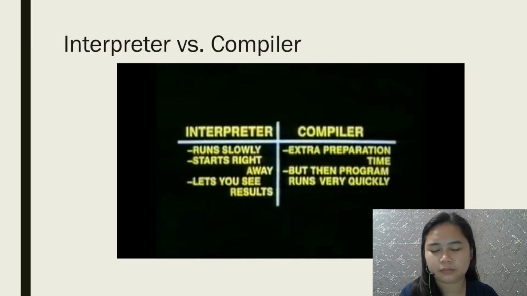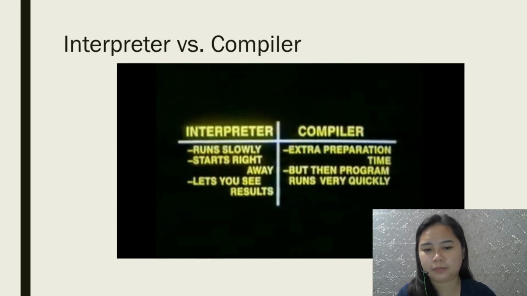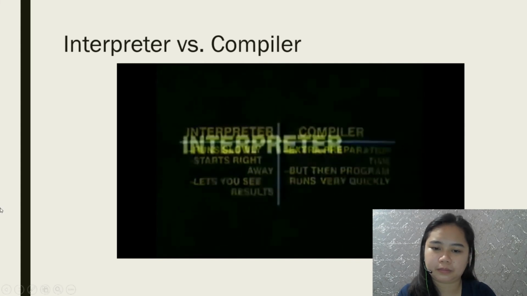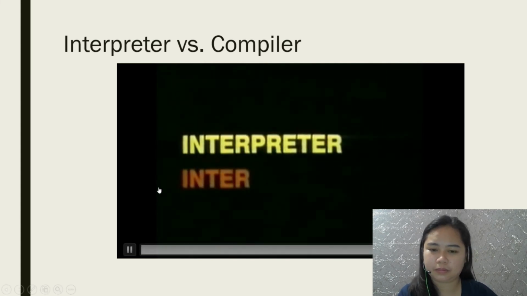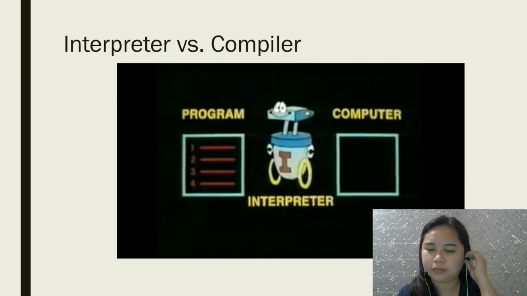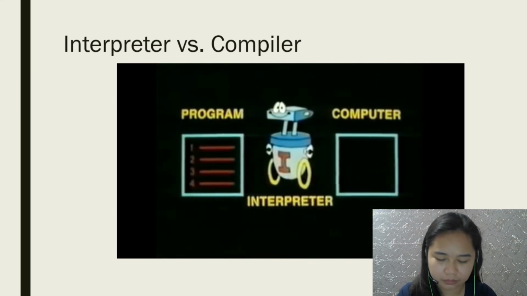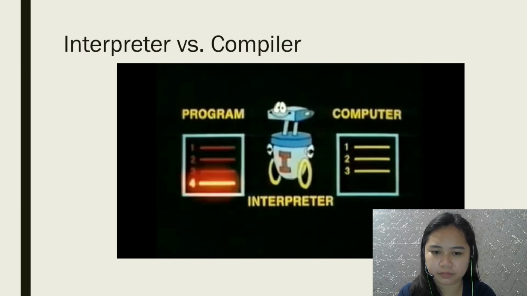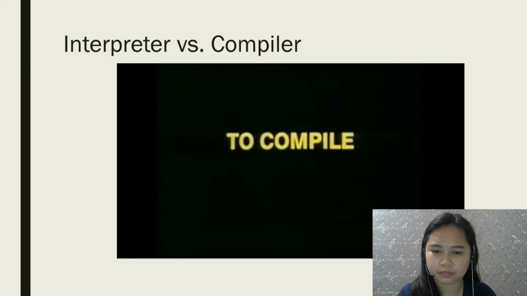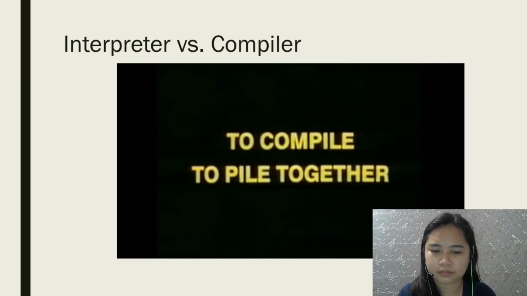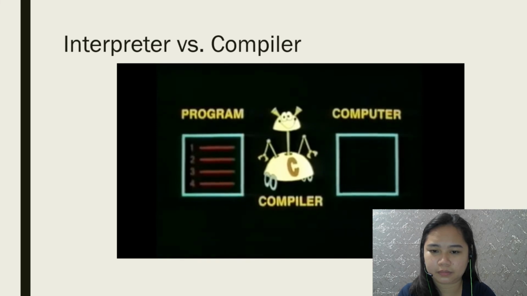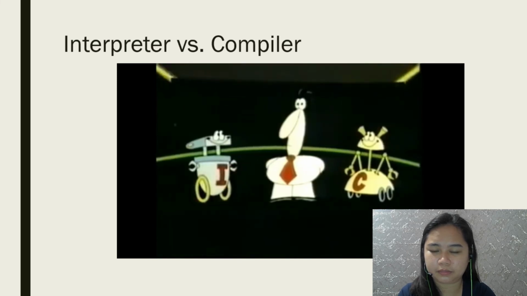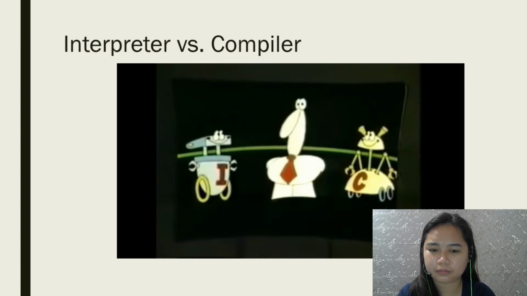To help you remember the difference between an interpreter and a compiler, look at the words themselves. Inter means between. The interpreter is always between your program and the computer, and it translates line by line. To compile, on the other hand, means to pile together. A compiler piles together your entire program and translates the whole thing all at once. Which one you use on Planet Gobbledygook is entirely up to you.